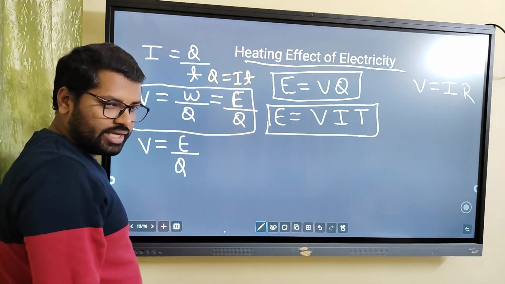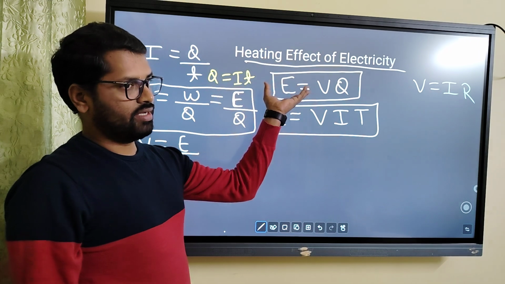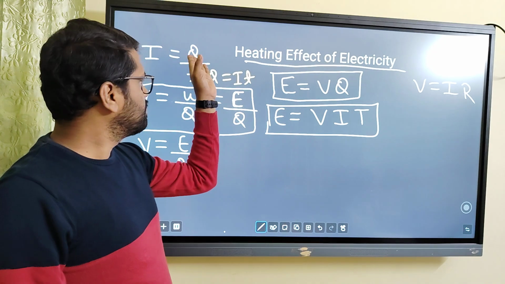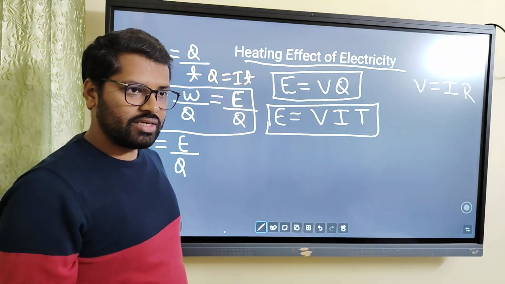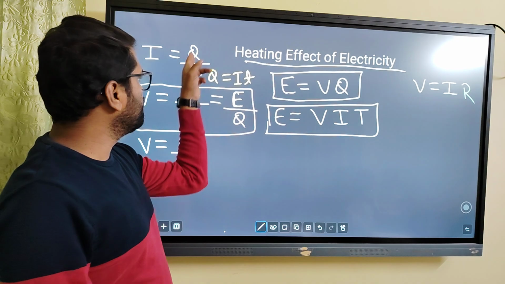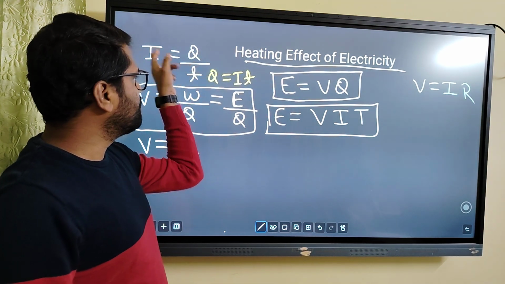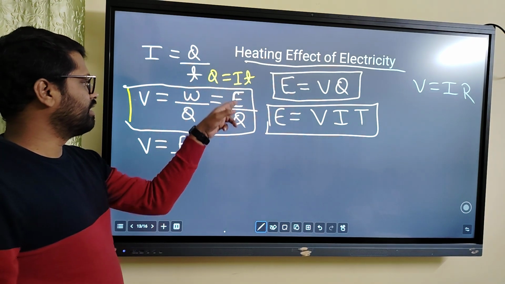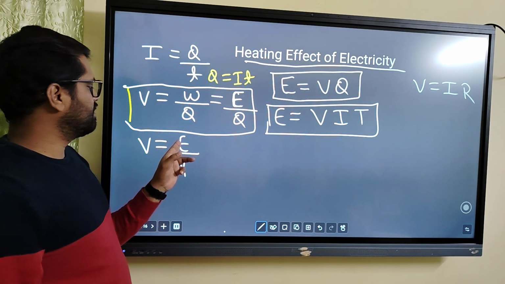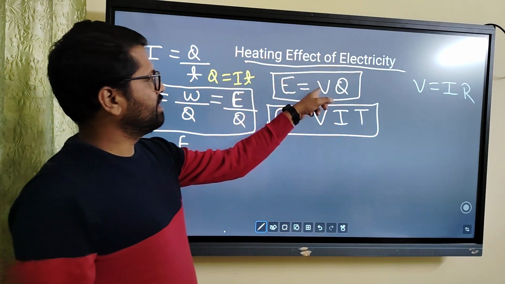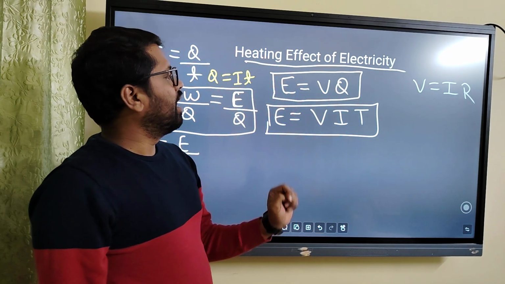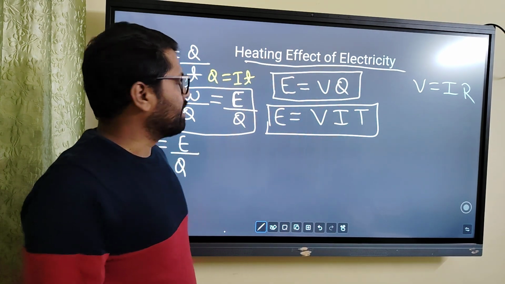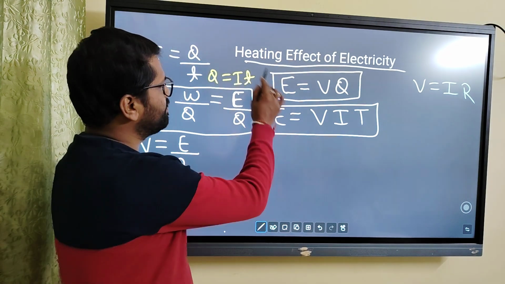Actually, we derived this energy formula from earlier formulas. What was the earlier formula? Current equals charge by time. What is current? Rate of flow of charge. So I equals Q by T, so Q is I into T. And potential difference is W by Q, or energy by Q. So energy is VQ, and then energy is VIT, with IT instead of Q. Correct?